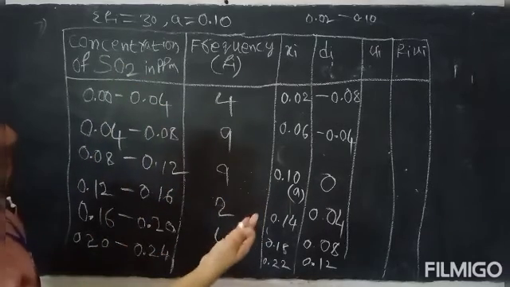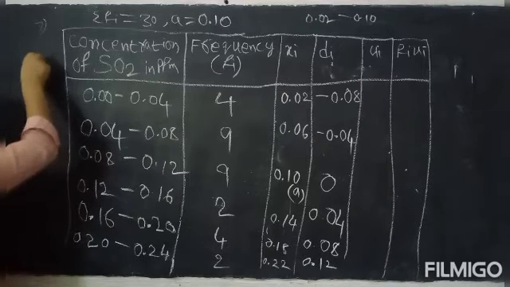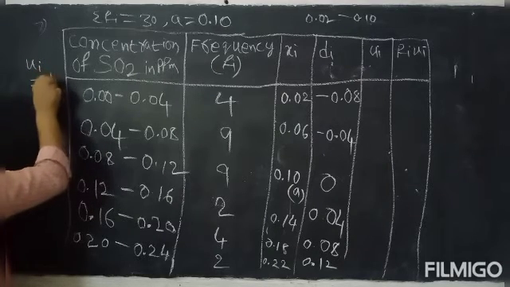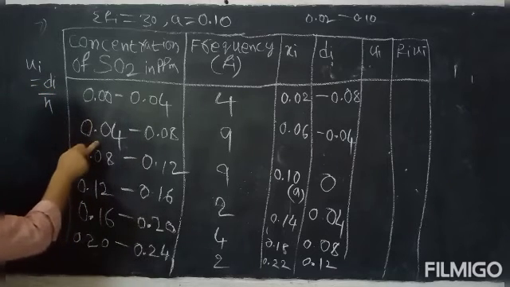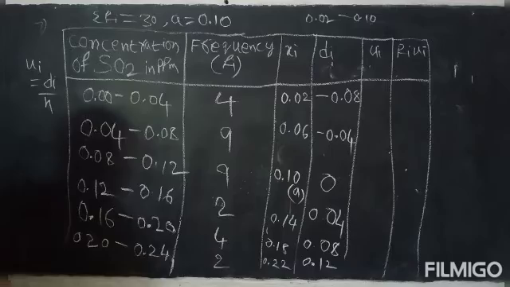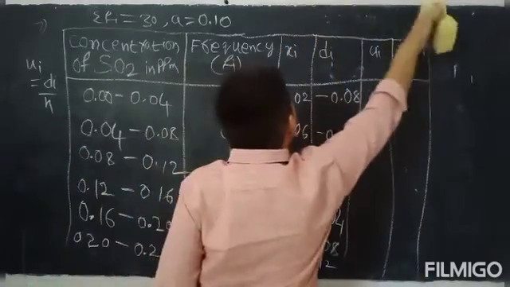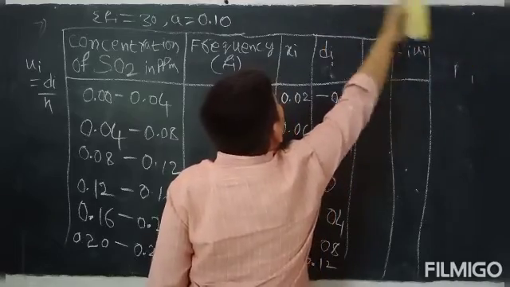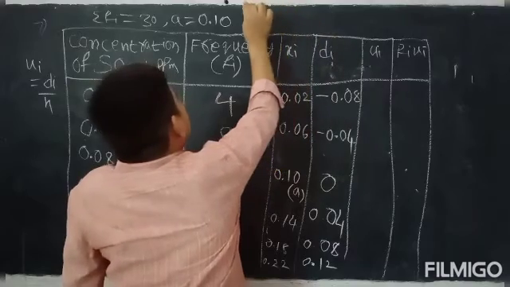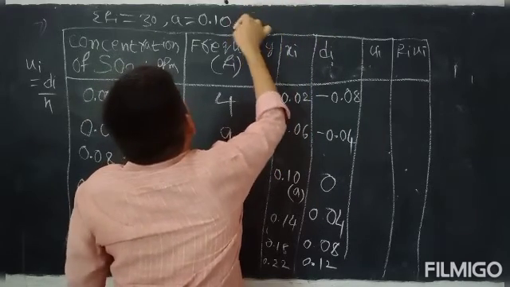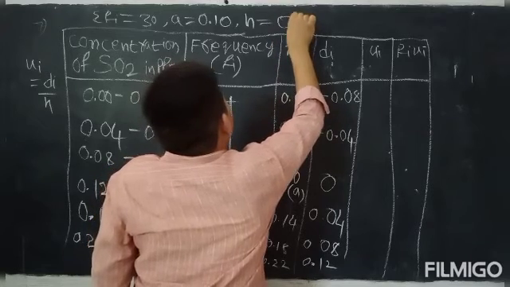Now Ui equal to what? Ui equal to Di by H. Di by H value. Okay, H equal to what? 0.04 minus 0.00, and then nothing but 0.04. Okay, so H equal to 0.04.